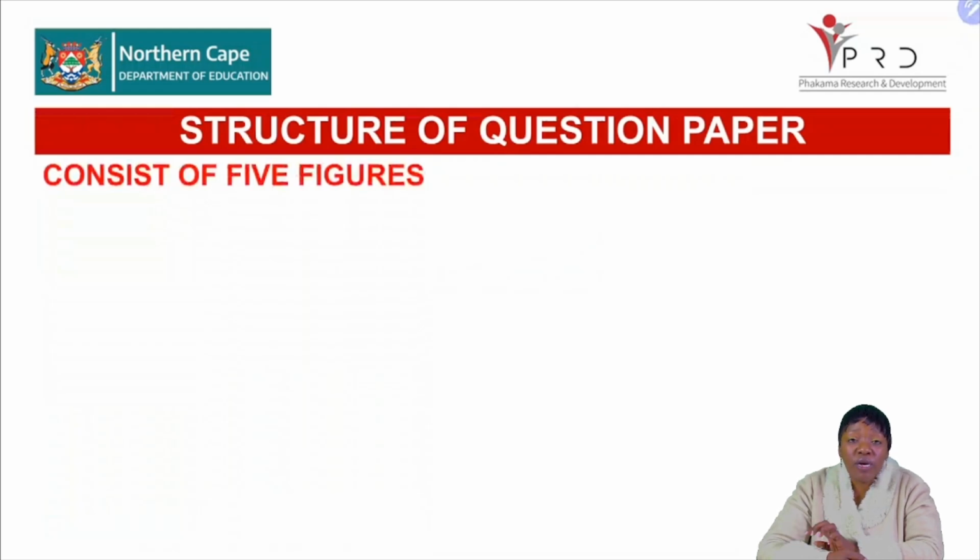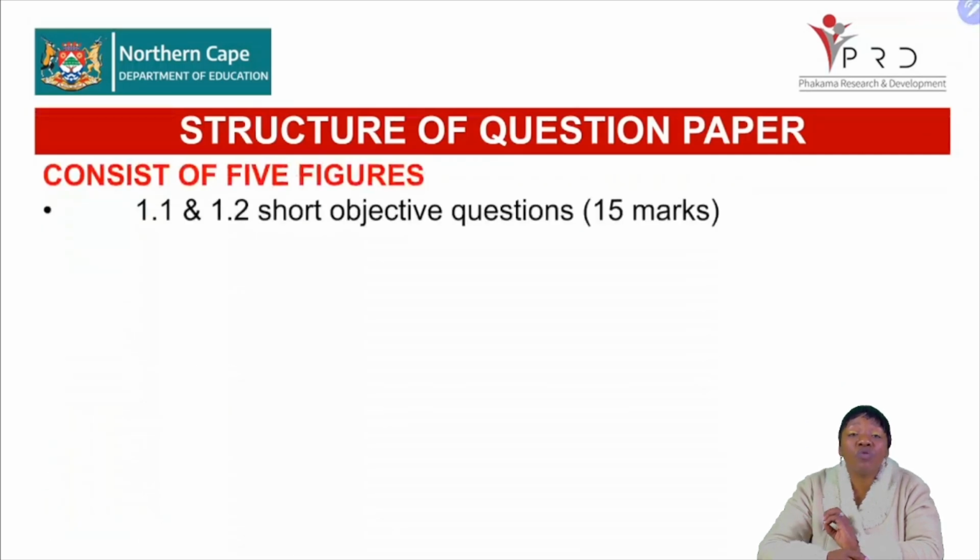Each and every question, be it question 1 or question 2, will consist of 5 figures. You have your figure 1.1 as well as 1.2. In your figure 1.1 and 1.2, it's where you will expect your short objective questions. Those short objective questions, you might get them as multiple choice. You might get them as column A or column B, or whereby you need to choose the correct answer from the brackets. So figure 1.1 has 7 marks, and your figure 1.2 will have 8 marks, but the total will be 15 marks. Thereafter, in each question, you're supposed to answer 3 figures with medium as well as long questions.